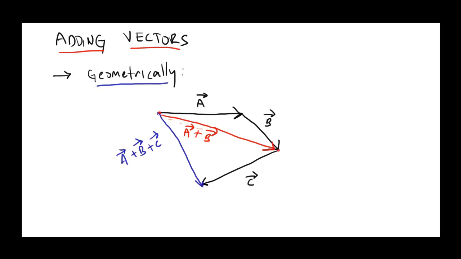You can see, of course, we could keep going, and you could even do B plus C. Here's where B starts and here's where C ends, so you could go ahead and put in B plus C. Okay, so that's basic geometric addition of vectors.